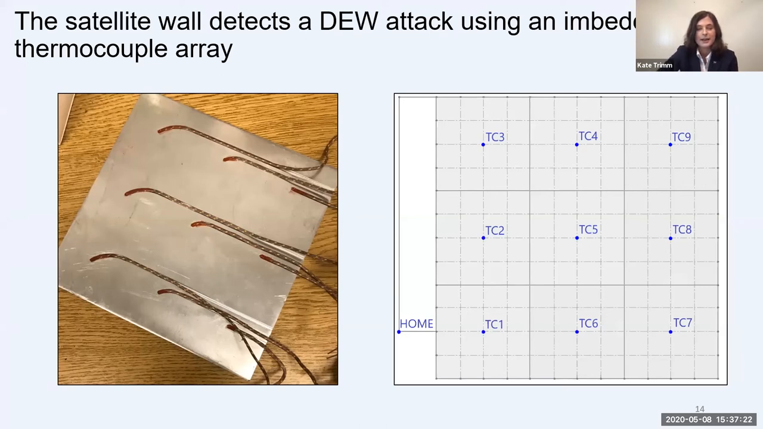And we had a thermal paste that was spread between the two satellite plates to ensure consistent heat transfer. The thermocouples we selected are K-type, and the tips were secured to the satellite wall using RTV silicone. And due to the size of the wall, we chose a 3x3 centered grid.